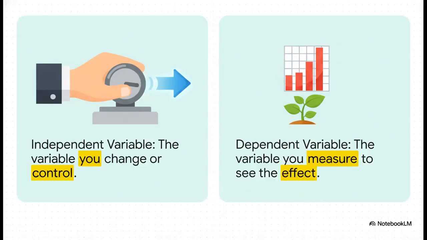So, to really sharpen that question, you've got to nail down your variables. First up, the independent variable. That's the cause. It's the thing you're changing or controlling. Then you have the dependent variable. That's the effect. It's what you measure to see what happened. Getting this cause and effect relationship right is the absolute bedrock of a logical test.